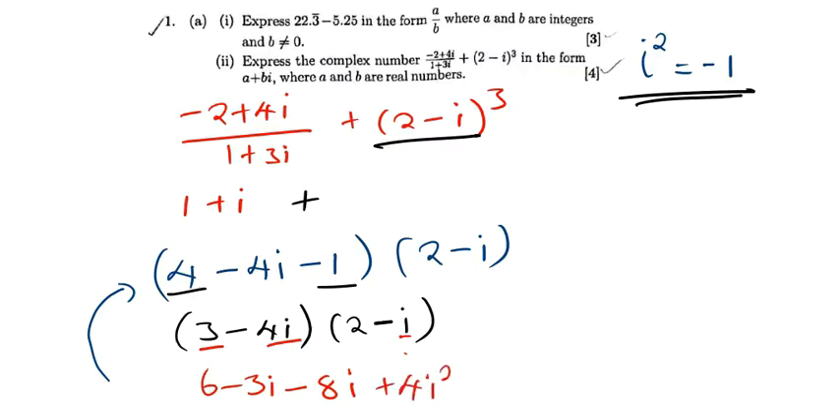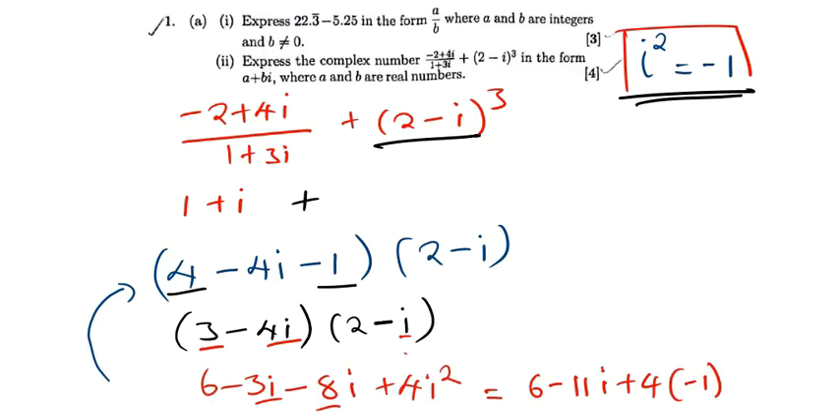Here i is multiplying twice, it's i squared. And so this simplifies to 6, then minus 3i minus 8i is minus 11i. And then plus 4i squared, which is going to be 4 times negative 1, because i squared, I did emphasize, is equal to negative 1. And so we have 6 minus 4, which gives us 2 minus 11i. So we have 2 minus 11i.